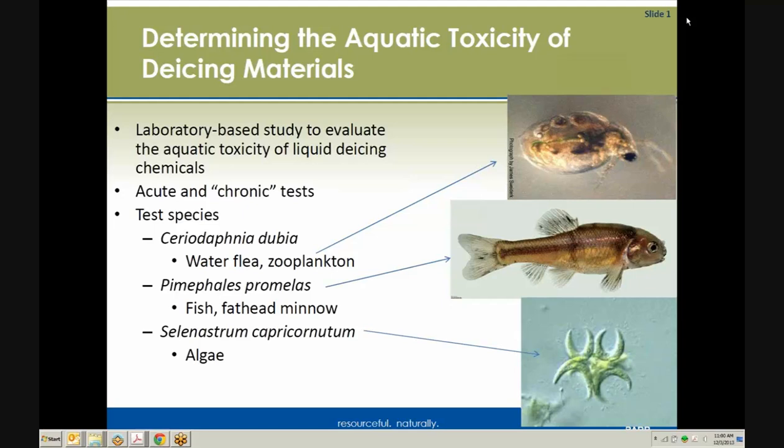So without further ado, I am going to turn it over to Keith Pilgrim, and he's going to tell us about the findings of the Testing the Toxicity of Deicing Materials project. Go ahead, Keith. Thanks, Colleen.